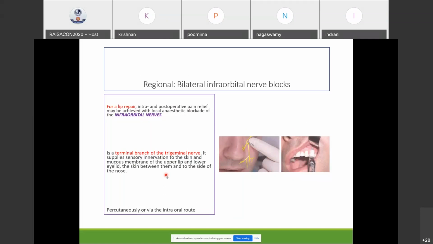We have to insert a needle and we will get bony resistance, that is the maxilla, and minimally we have to retract, we have to get back, and we have to give injections, sir, of around 1 ml on each side. Okay, fine. So now the surgeon has completed the surgery.